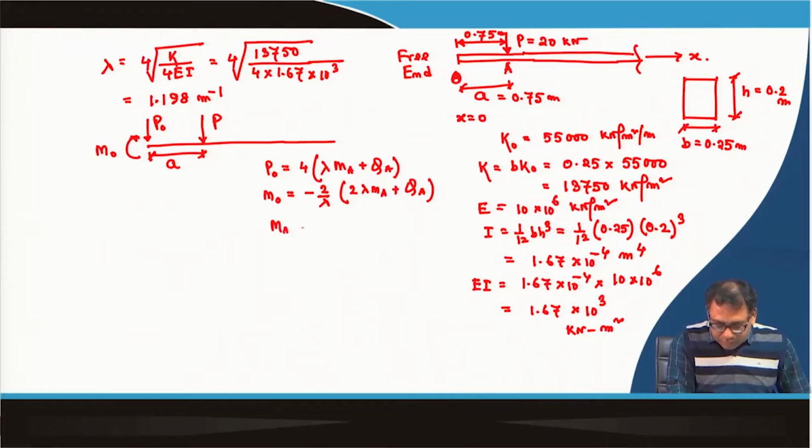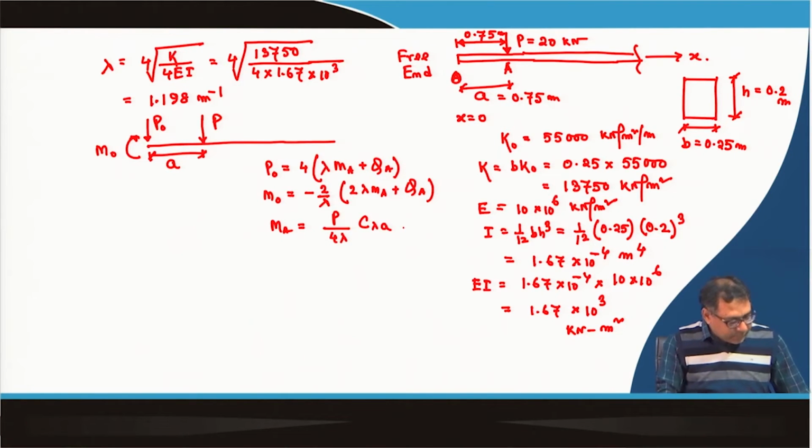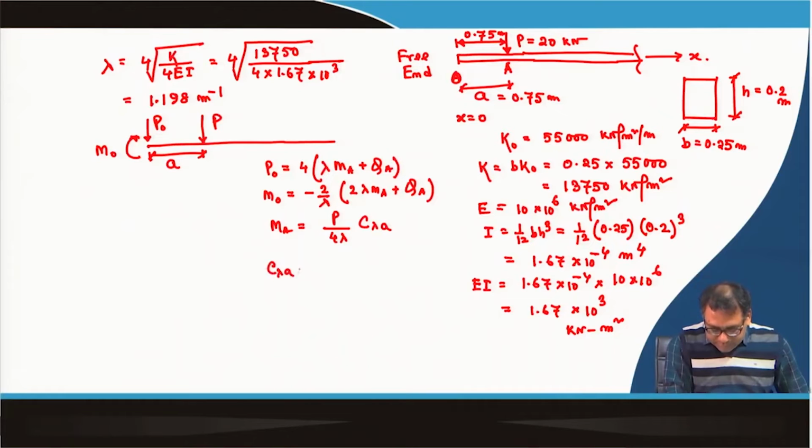So, now first you have to calculate the MA. The MA due to the load P will be equal to P divided by 4 lambda C lambda A. I am showing one calculation of how to calculate C lambda A, because C lambda A will be equal to e to the power minus lambda A, then cos lambda A minus sin lambda A.